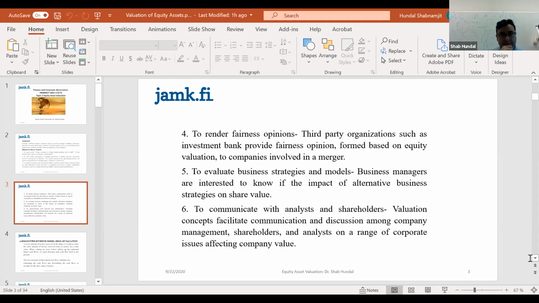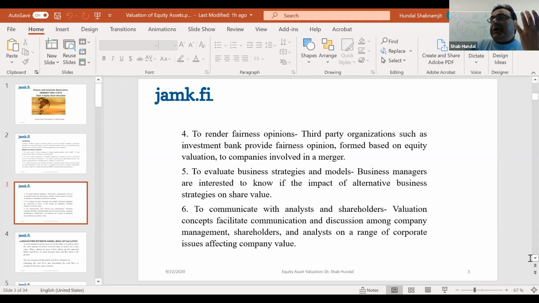The next point is to evaluate the business strategies and models. As a corporate finance manager or even as a non-finance manager, you are interested to know that when you change your business strategy, business model, tactics, how this would have an impact on the valuation of the company. Even a marketing manager can be very interested in the valuation, because if you are making a completely new market plan altogether, and you make such a big change, the investors would react.